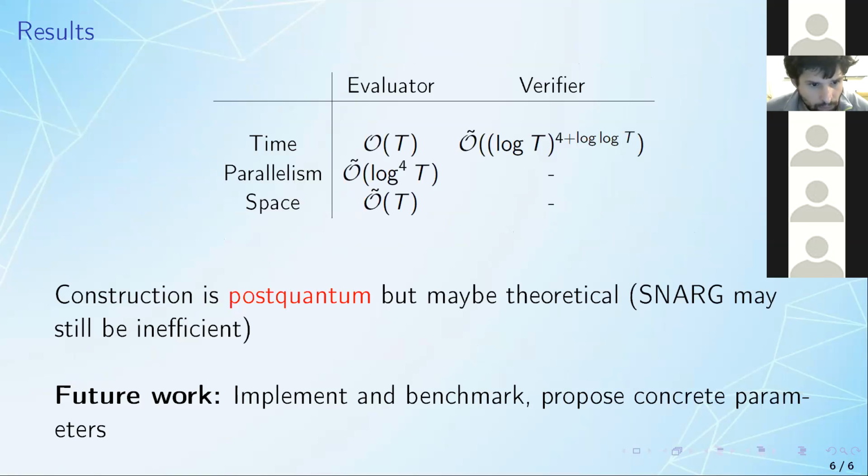So these are the theoretical results that we got. We were able to get an evaluator of order T as long as he has access to polylogarithmic parallelism and linear space in T. And the verifier runs in time that is quasi-polylogarithmic in T. We also claim that this construction is post-quantum, which is actually the first instance of a post-quantum VDF based on isogenies. Even if it may still be theoretical because of the inefficiency of SNARKs, we think it's still a very interesting result because it has all the right complexities for a VDF.